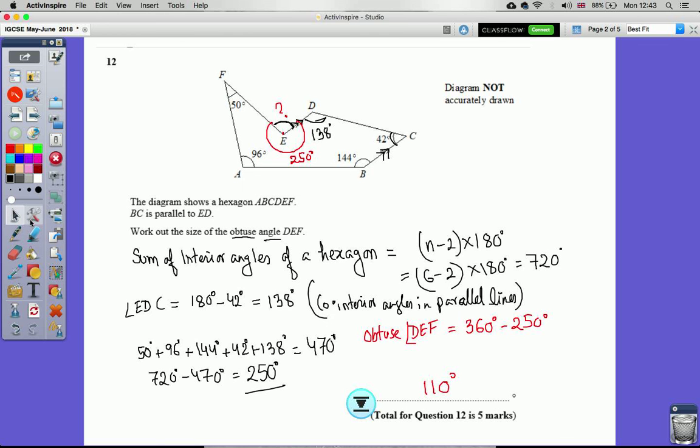Okay, so this question has got a few different types of calculations. You need to know the concept of the sum of interior angles, co-interior angles in parallel lines, and also you need to be able to identify which angle is obtuse and which one is reflex. Question number 13.